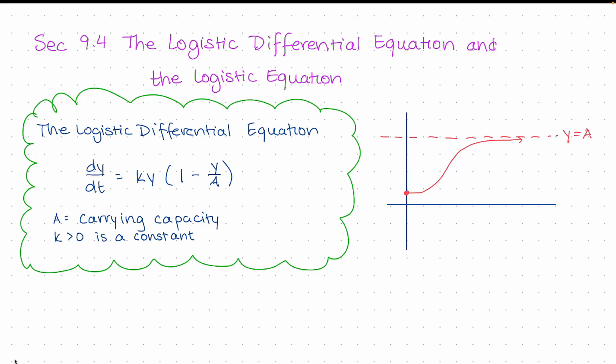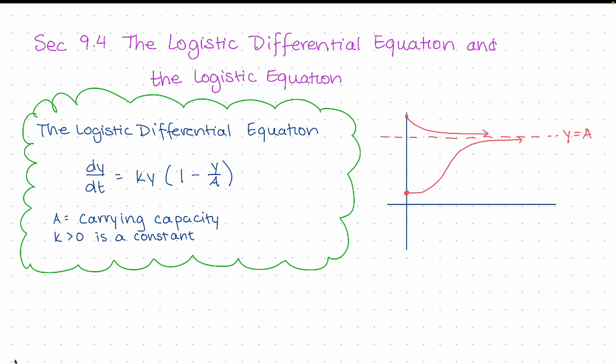If the population is already bigger than the carrying capacity, so if the population starts above the carrying capacity, then it's going to decrease in number until it approaches the carrying capacity.